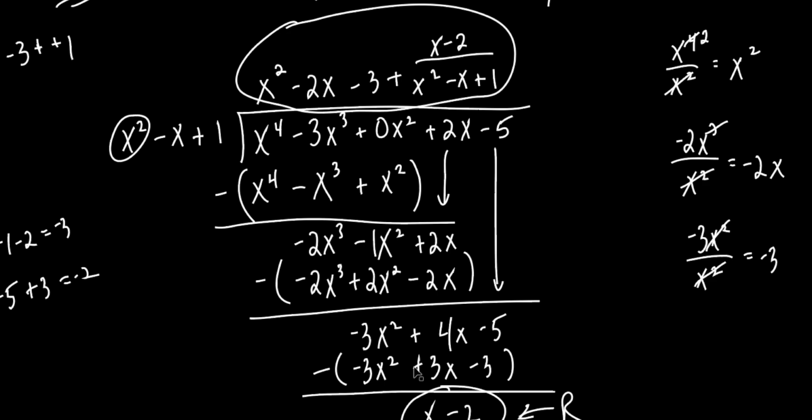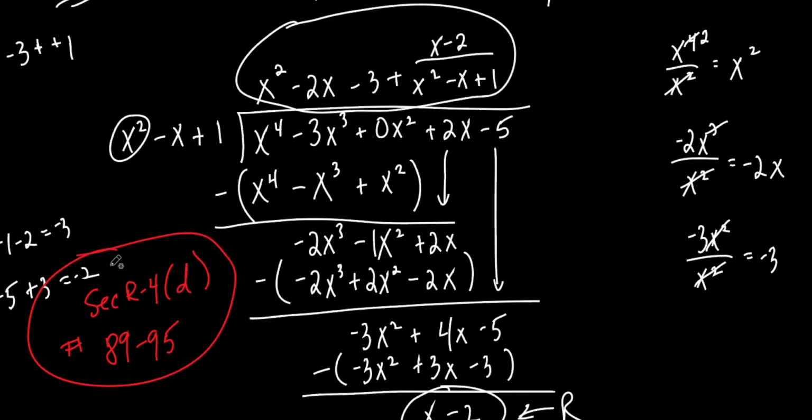Did you guys already do 89 to 95? You didn't do those. So let's do those. 89 to 95. That's our assignment, okay? So let's write that down. 89 to 95. And it's still section R-4, and we'll call it D. It's the fourth homework on section 4, so we'll call it D. All right? We'll go over those tomorrow.